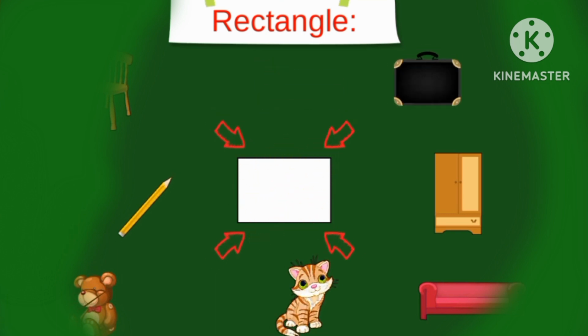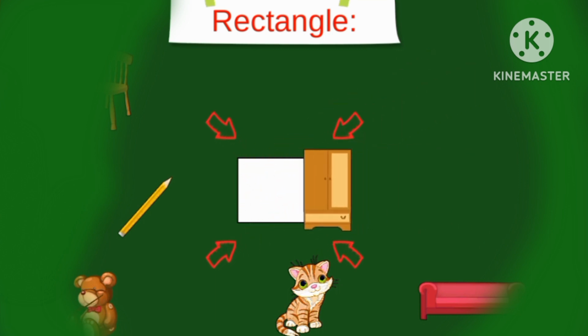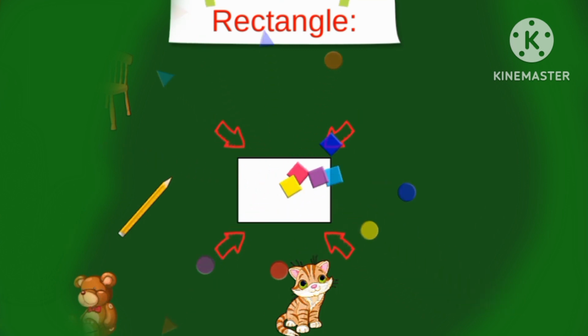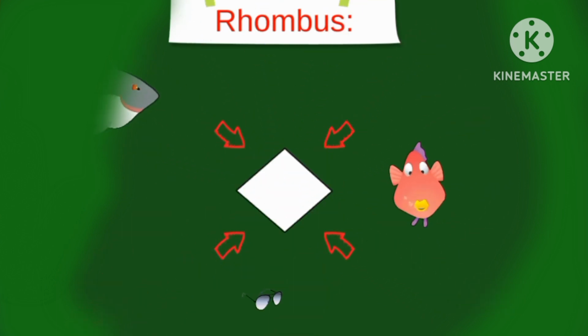Rectangle. The TV is rectangle. The bag is rectangle. The wardrobe is rectangle. The sofa is rectangle.